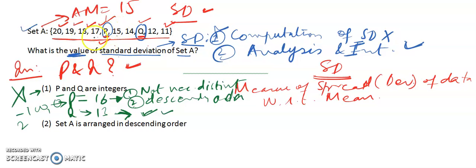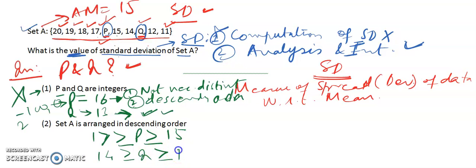The learning is, do not assume anything unless stated. The test maker has designed this question, or the set, in such a way that you fall for the value of P as 16 and Q as 13. With this understanding in mind, let's switch to statement 2. Set A is arranged in descending order. So we can say P lies between 17 and 15 inclusive, and Q lies between 14 and 12 inclusive.